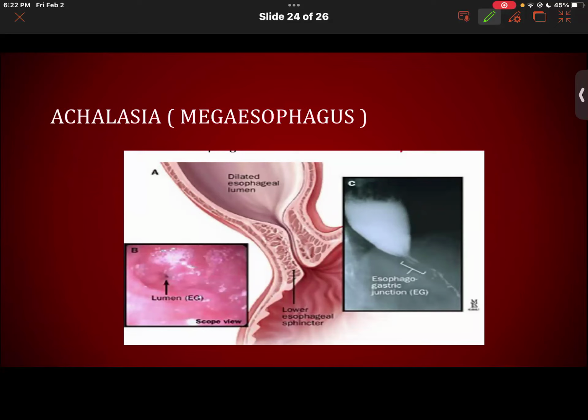So achalasia is also called mega esophagus. So you have to go all the way back to the start of GIT to know this. You have something called the lower esophageal sphincter, right? And it is also tonically constricted. So it's usually constricted, right? Because we don't want random things to enter our stomach via the esophagus.